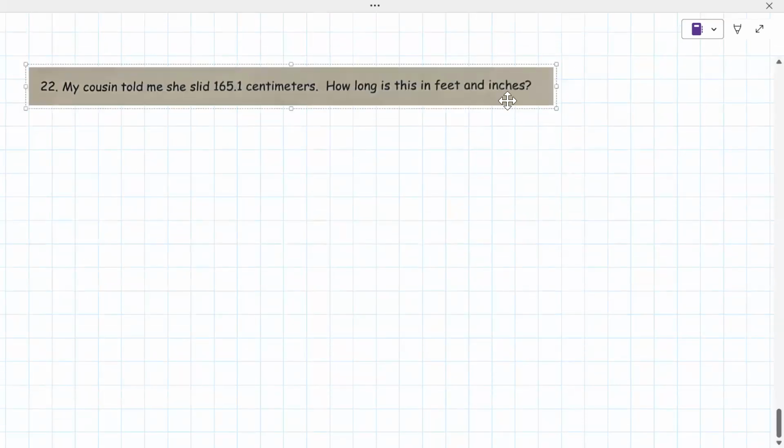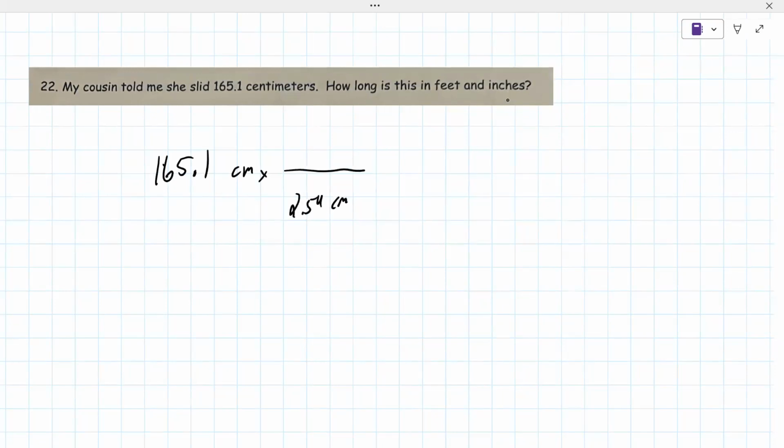My cousin told me she's 165.1 centimeters. How long is this in feet and inches? 165.1 centimeters times 1 inch over 2.54 centimeters. This will give us the number of inches, which is a good place to start. 165.1 divided by 2.54. This is good, this is exactly 65 inches.